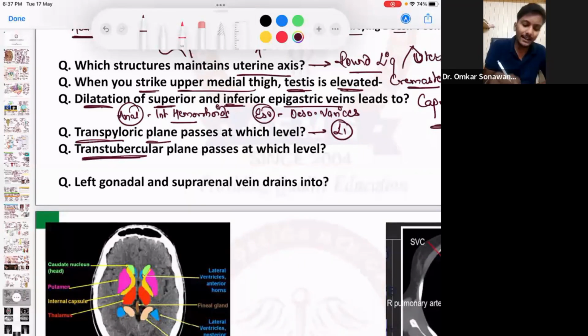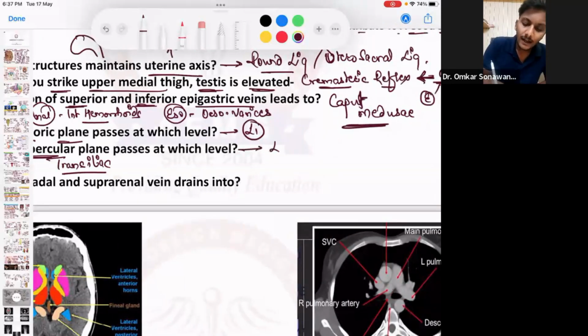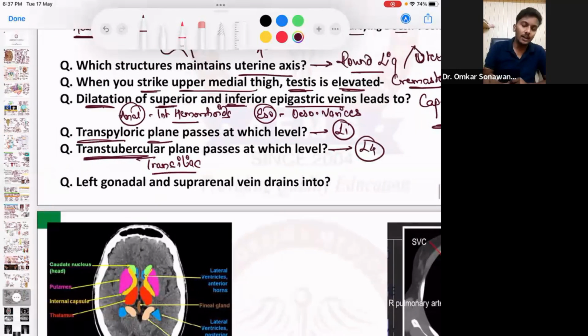It is also called the trans-iliac plane, passing between the two iliac crests. So the transtubercular or trans-iliac plane is at which level? It is usually at the L4 level. The transtubercular plane is at the L4 level.